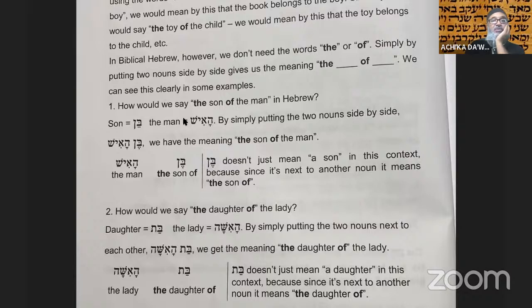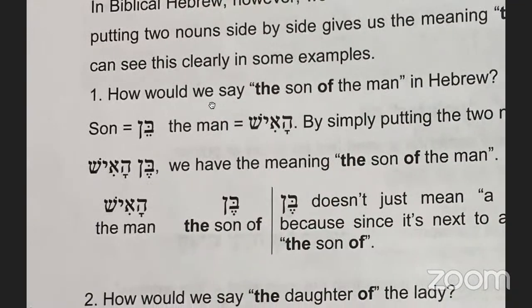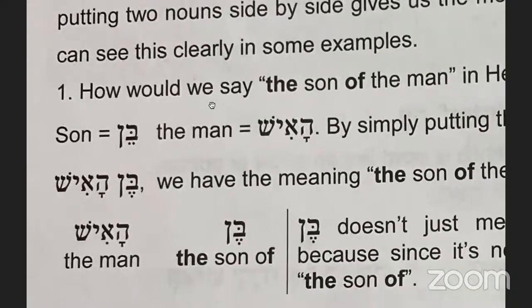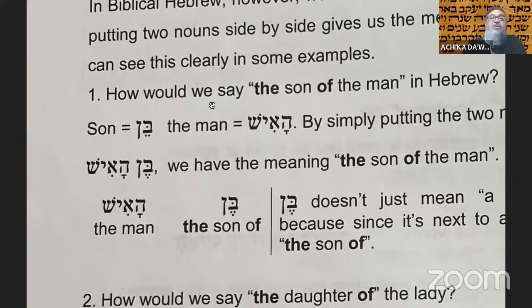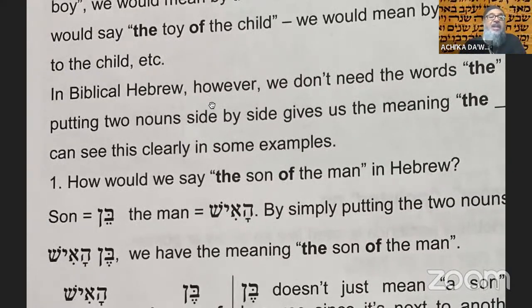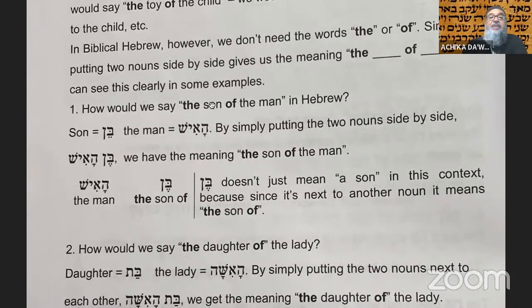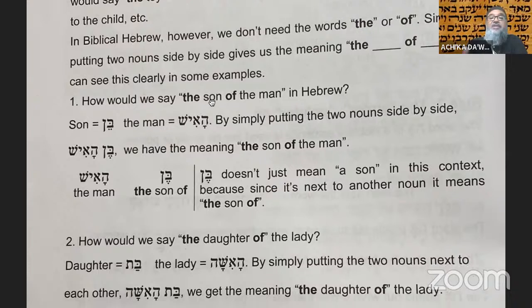So we got the two words. We got Ben, which is son, and then you got Ha'ish. A person would say you would just say the Ha'ish Ben, or the Ben of Ha'ish, okay? But it says that by simply putting two nouns side by side, we have the meaning the son of man. So they would go Ben Ha'ish. Off the top, this just means son and then the man.